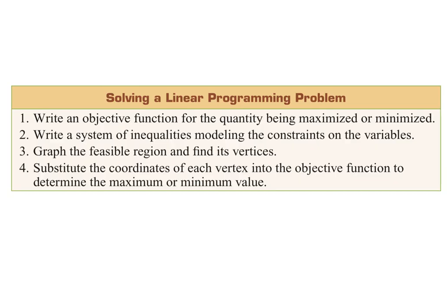Solving a linear programming problem, write an objective function for what you want to maximize or minimize. Write a system of inequalities, or your limitations, your constraints. Graph your feasible region. That's what we've been graphing. That is the region where all of these constraints overlap. Substitute your vertices into your objective function to determine which gives you either the highest or the lowest, depending on what they are trying to get you to do.